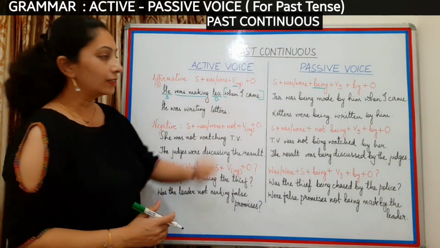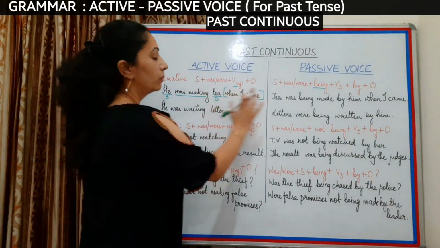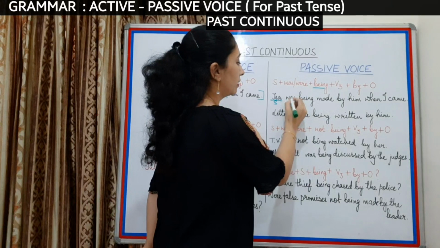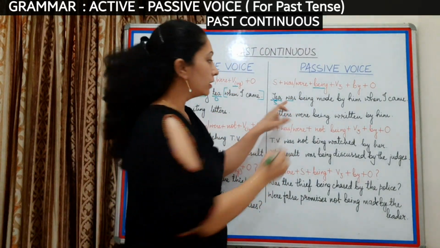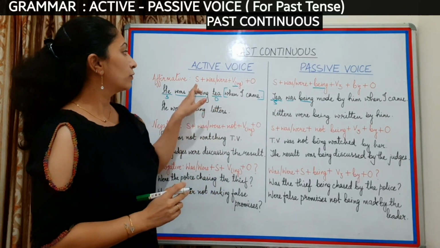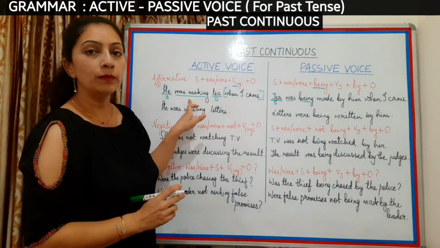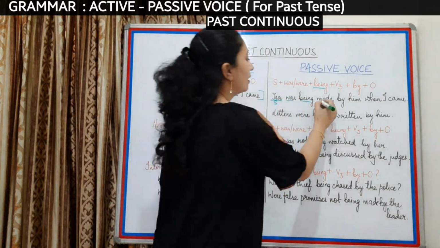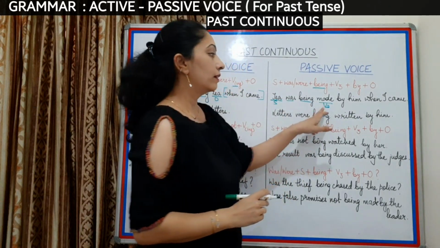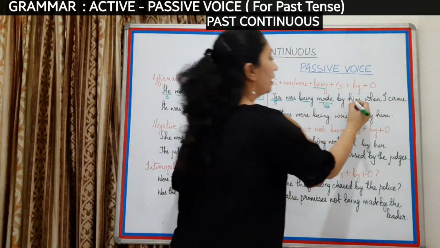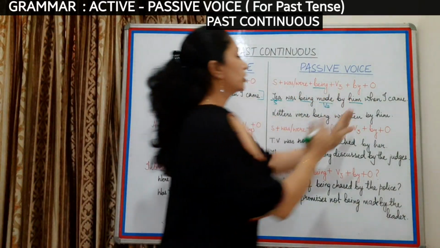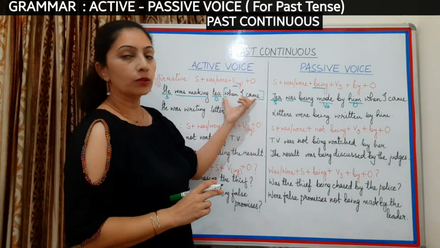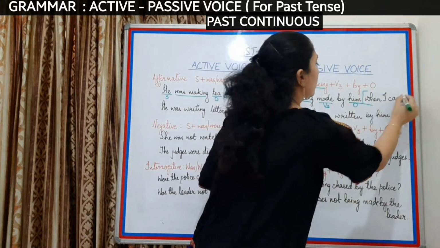Now let's start changing this. This object will become the subject here. Tea was being made. Now was is the helping verb that I'll use in passive voice. Why being? Because I am using it for continuous tenses. The verb in active voice has ing, and so I'll use being. And then the verb will be in its V3 form, by him. Now this subject he will be changed to the object him here, and after that I will join this clause there as it is: when I came.